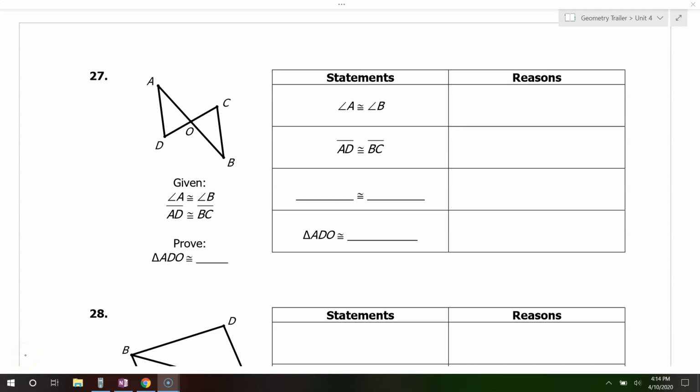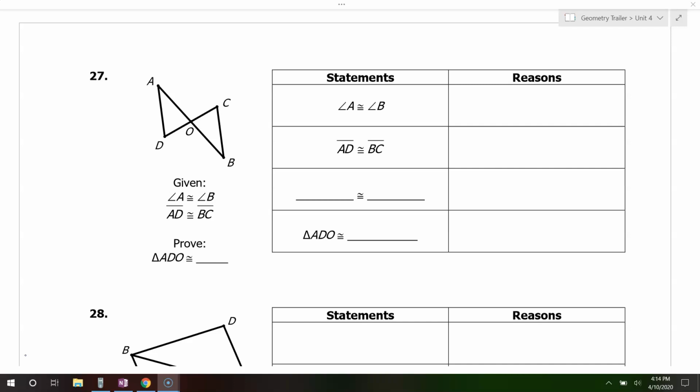Hello guys, in this video we will be doing some proofs. Specifically, we will prove triangles are congruent, or we will prove that corresponding parts are congruent. Let's start off with problem number 27.